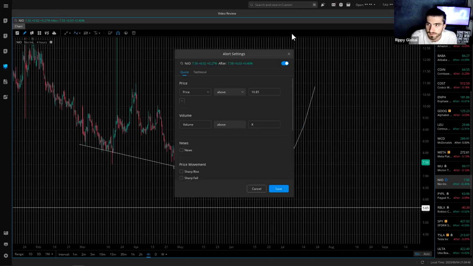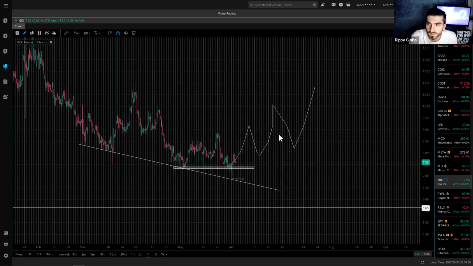Setups like these, I'm looking for new trends to form. I'm looking for a bull trend. We're currently in a bearish trend, lower lows, lower highs. I want to see a reversal to grab my attention. Until then, I'm not interested in NEO.